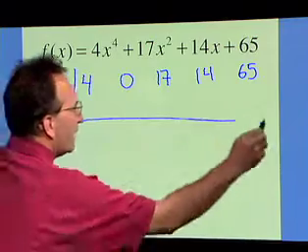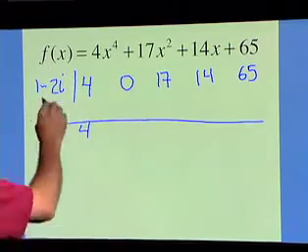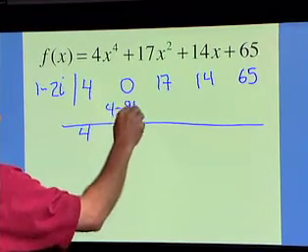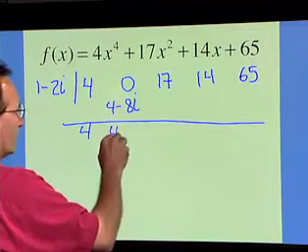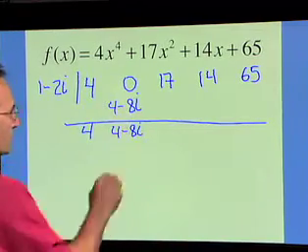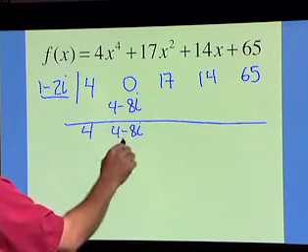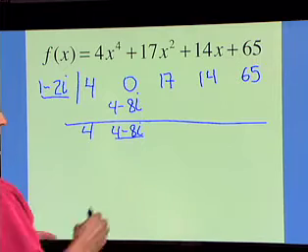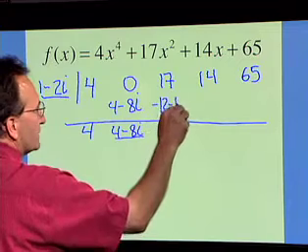All right, so now we bring down the 4. We multiply 4 times 1 minus 2i. That gives me 4 minus 8i. I add that together with the 0, and of course, that's 4 minus 8i. Now I need to multiply 1 minus 2i times 4 minus 8i. That gives me negative 12 minus 16i.